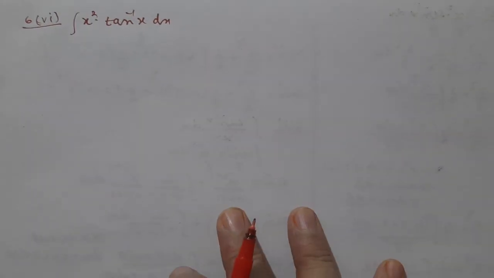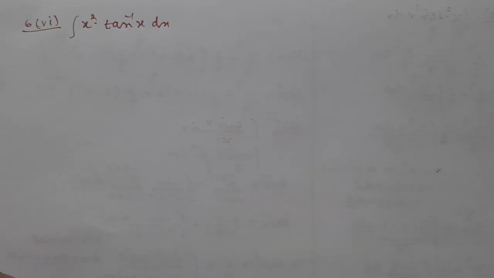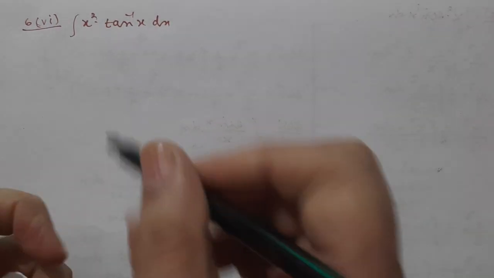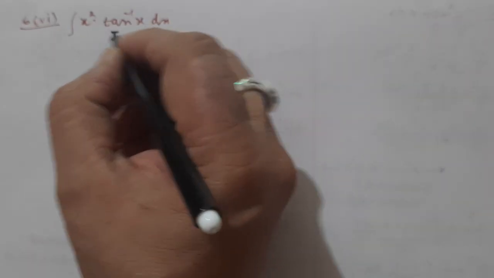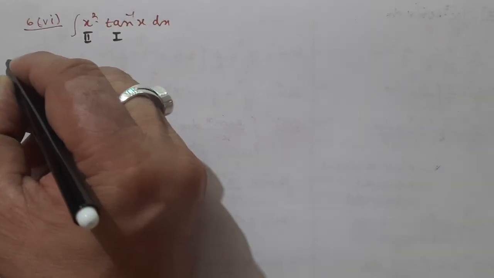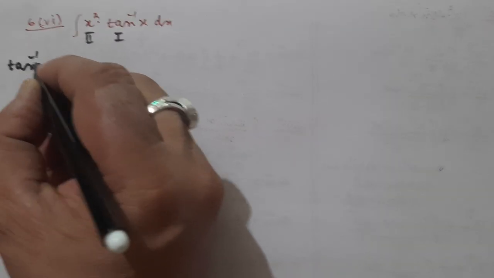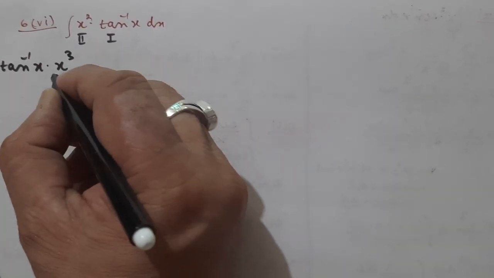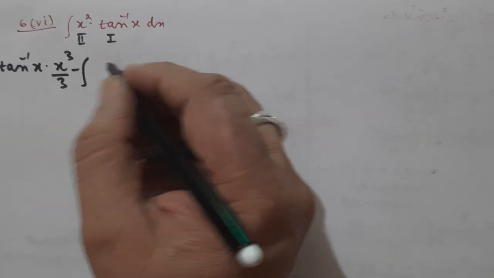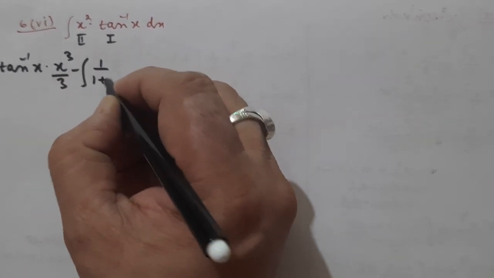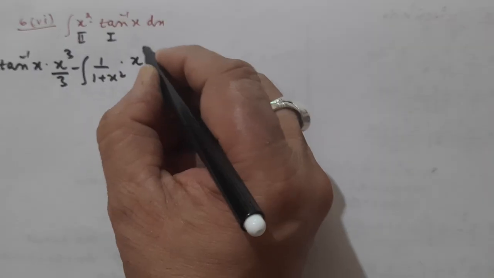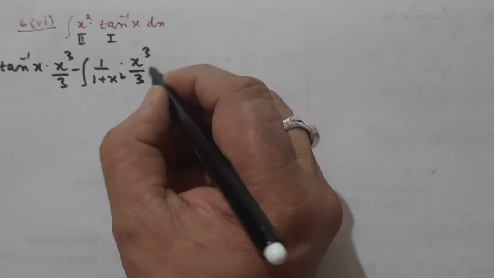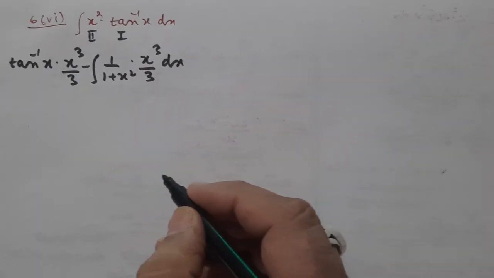So here also students, we take two functions. One is tangent inverse x and second is x square, and we will take tangent inverse x as first function and x square as second function according to ILATE. Now start integrating. First function, integral of x square is x cube upon 3 minus derivative of first, 1 upon 1 plus x square into x cube upon 3 dx, like this.